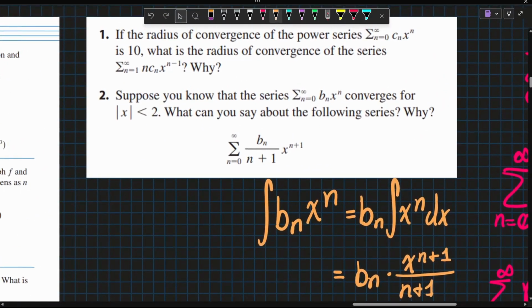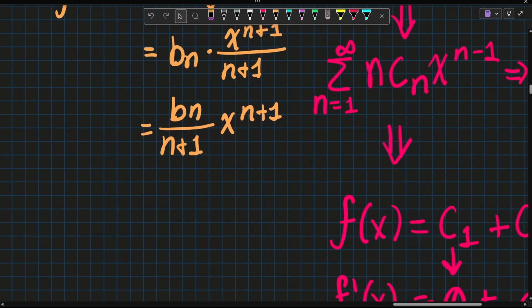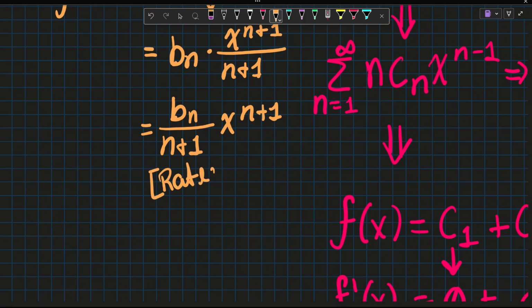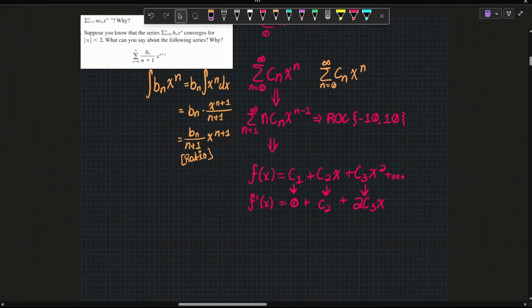And again, since any x between the endpoints allows the series to converge, the same thing follows for here. You can do the proof, you can do the ratio test on both of these, and you'll get the same answer, but you can do that on your own.